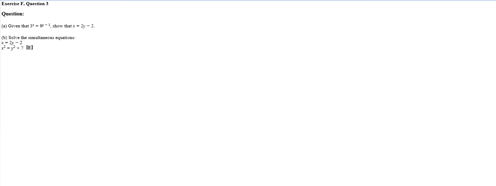Hi guys, question 3. The start bit is quite complex, but it just uses really basic indices laws. Given that 3 to the x is equal to this, we've got to try and find out what x is, and hopefully when we get there it's the same as this. When you look at this part here, it's 3 to the power of x, so the base value is 3. When I look at this part, I notice the base value is 9. So somewhere along the line, I've got to turn this into a 3.